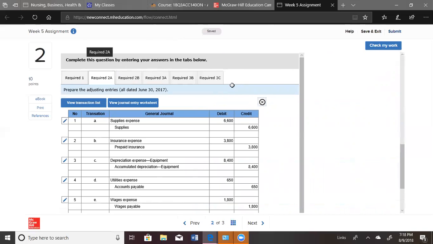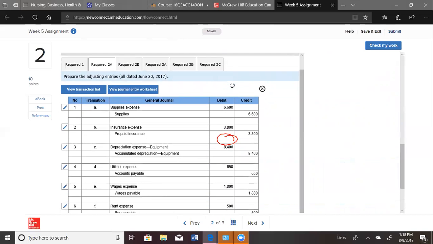Okay, so now you got to add $3,800 as a debit to insurance expense and $3,800 as a credit to prepaid insurance. I get what you're saying. Okay, so go ahead and do that. That is going to be $7,600. No, it's not. You're only adding $3,800 to insurance expense as a debit. You're adding $3,800 to prepaid insurance as a credit. So go ahead and just do the insurance expense first.